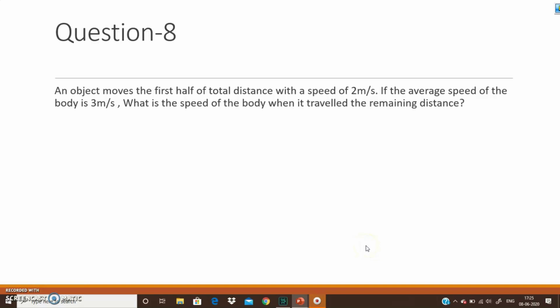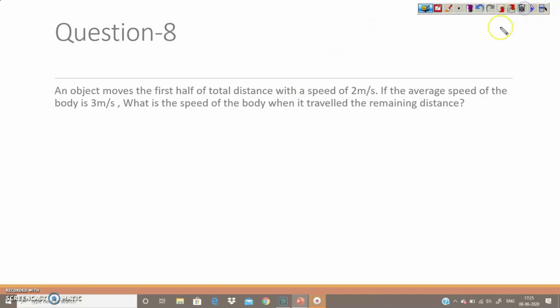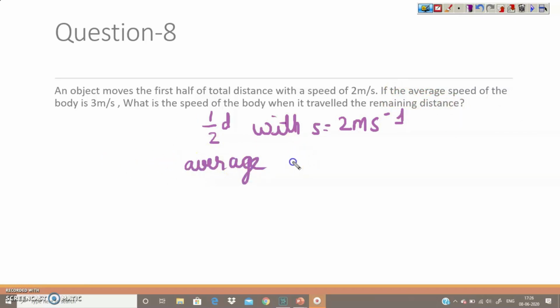So now let's look at question 8. Question 8 says an object moves the first half of a total distance with a speed of 2 meters per second. If the average speed of the body is 3 meters per second, what will be the speed of the body when it travels the remaining distance? Let's see how we will solve it. First, it's saying half distance with speed 2 meters per second. And it's saying the average speed, I'm writing as 3 meters per second.